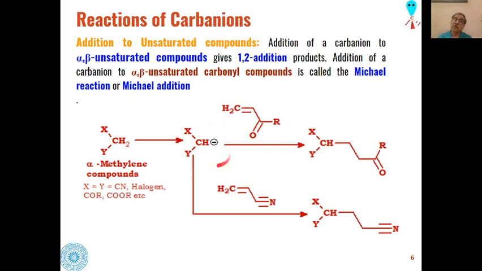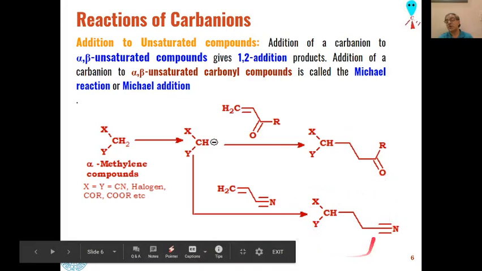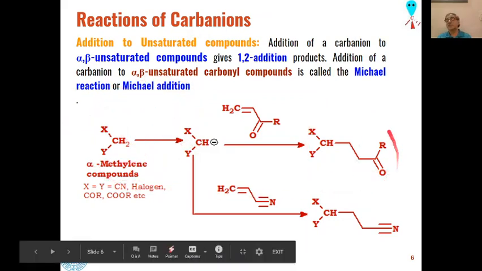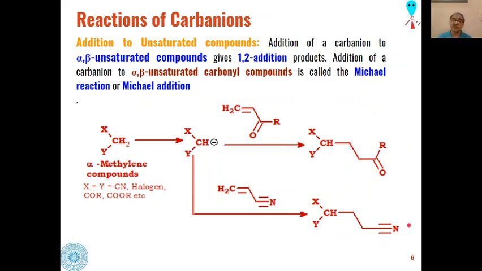So this is how carbanions act as nucleophiles and add to the unsaturated compound to give us different types of organic functional group transformation. So when addition takes place to alpha beta unsaturated carbonyl compounds like this, 1,2 addition takes place and the reaction is called as Michael addition or Michael reaction. So alpha beta unsaturated carbonyl compounds on reaction with active methylene compounds, they give us 1,2 addition products, and the reaction is known as Michael addition.